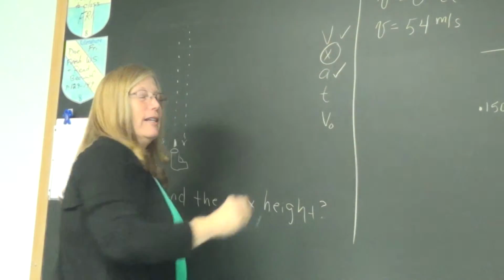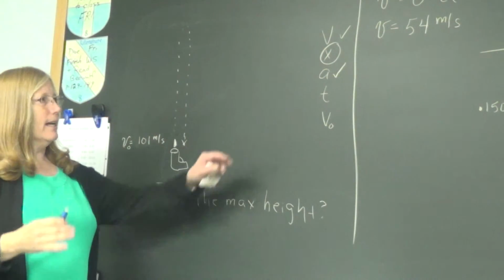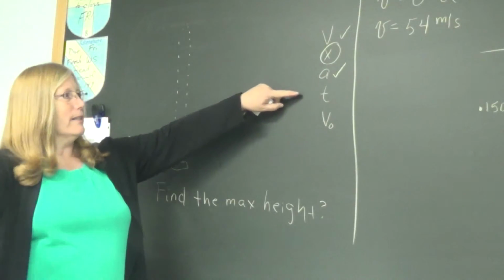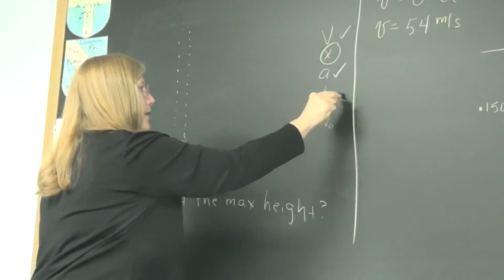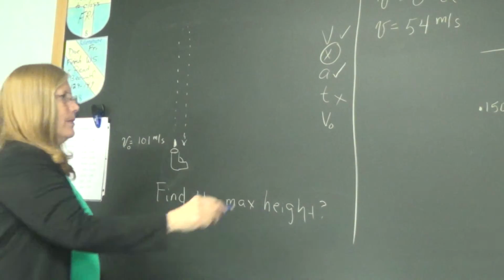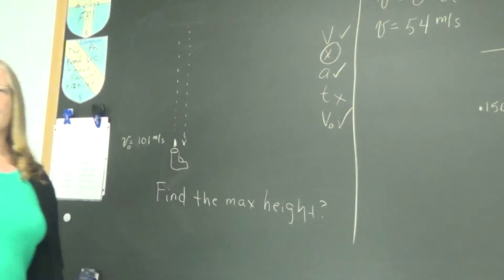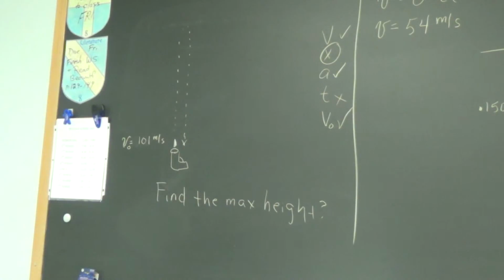Do we know the acceleration? Yes, we do, because it's in free fall. This is going up and down vertically. That's in free fall. Do we know the time? No. Do we know initial velocity? Yes. All right. So, one equation that we learned does not have time in it.